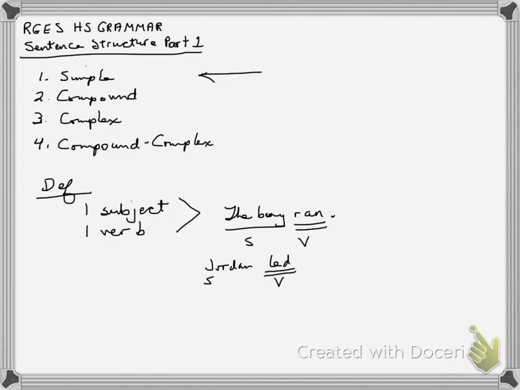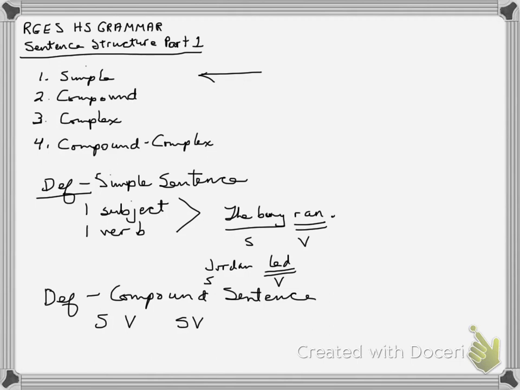A compound sentence. The definition of a compound sentence is that it has 2 or more main clauses. Remember, a main clause has to be able to stand alone as a sentence. 2 or more main clauses linked by a coordinating conjunction or by a semicolon. I'll go into that in a little more detail in just a second.